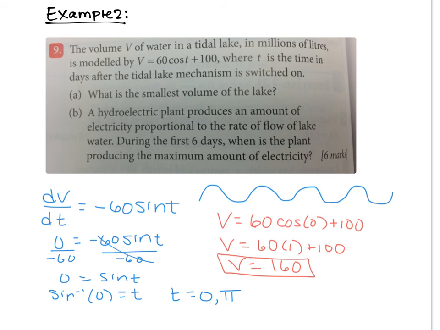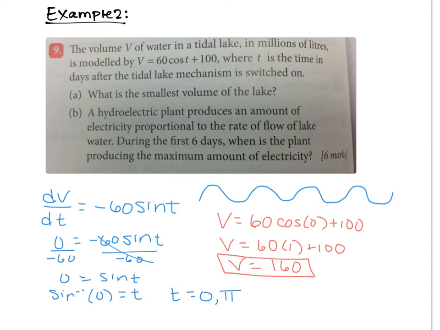It says a hydroelectric plant produces an amount of electricity proportional to the rate of flow of lake water. So basically, the higher the flow of the lake water, the more electricity the plant is producing. Whatever the maximum rate of flow is, the plant will be producing the maximum amount of electricity. It says during the first 6 days, when is the plant producing the most electricity?